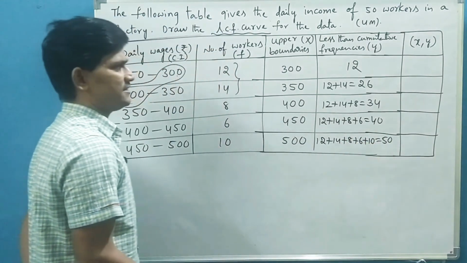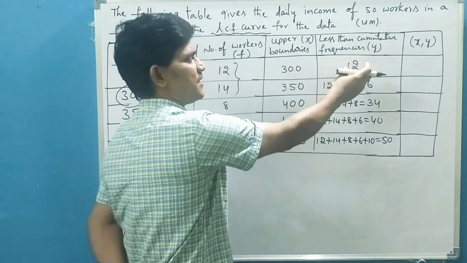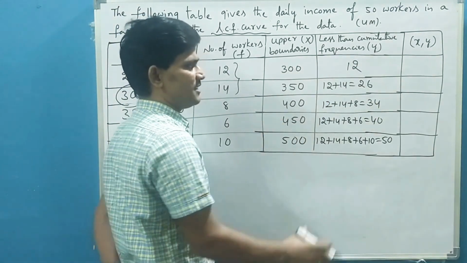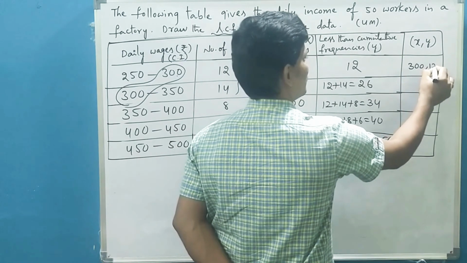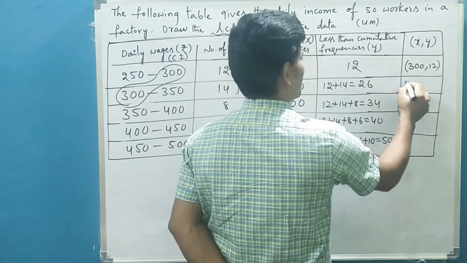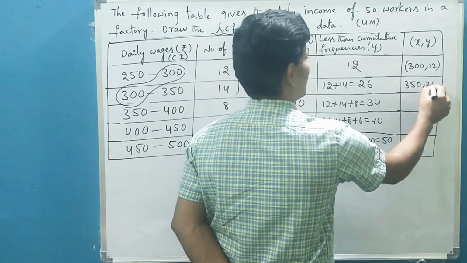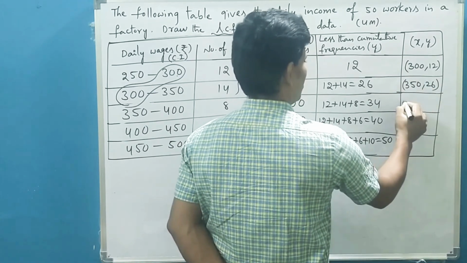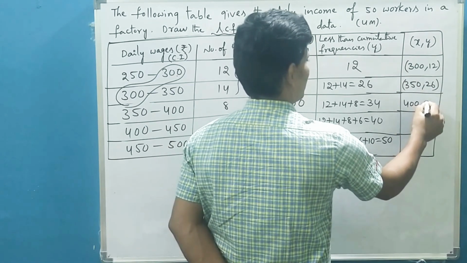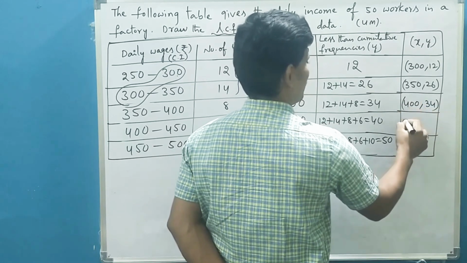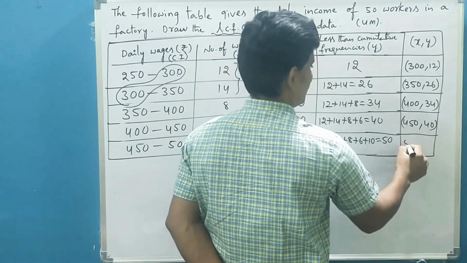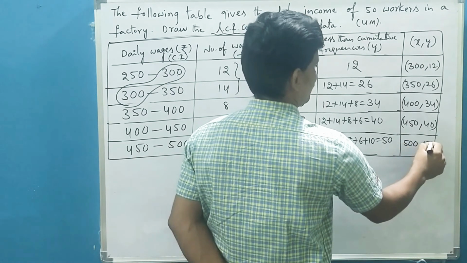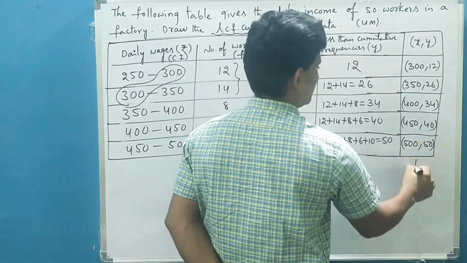Now let us write boundaries and corresponding less than cumulative frequencies as ordered pairs: (300, 12), (350, 26), (400, 34), (450, 40), (500, 50). We got the points.